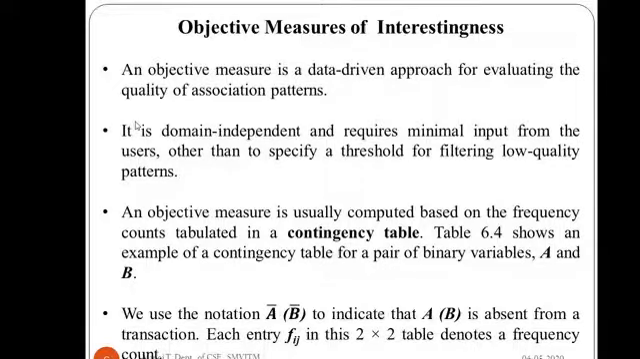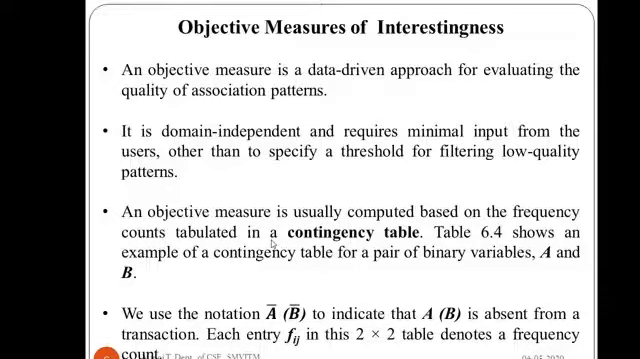low quality patterns. So whenever you are doing the objective measures of interestingness, the metrics under that don't require in-depth knowledge of a particular domain, or domain expertise to a greater extent is not required. Only a minimal input from the users is required. It may be in the form of specifying a threshold like a minimum support is 60% or confidence is 50%, 30% like that. An objective measure is usually computed based on the frequency counts tabulated in a contingency table.